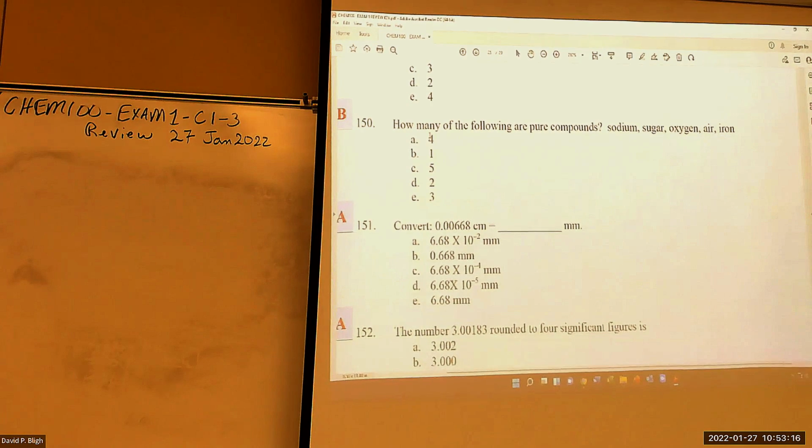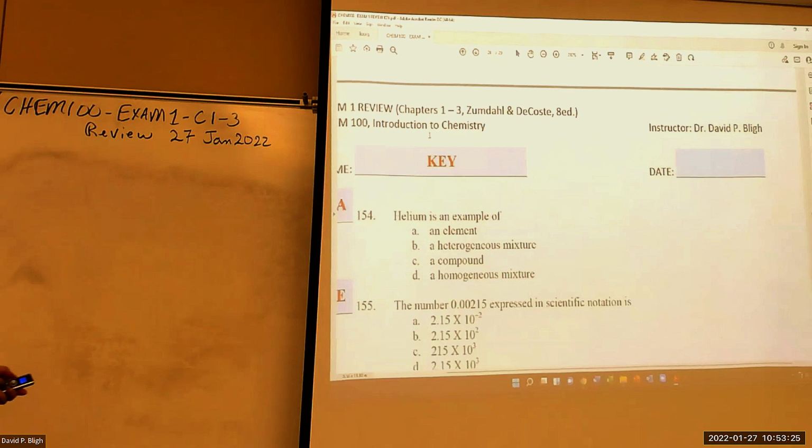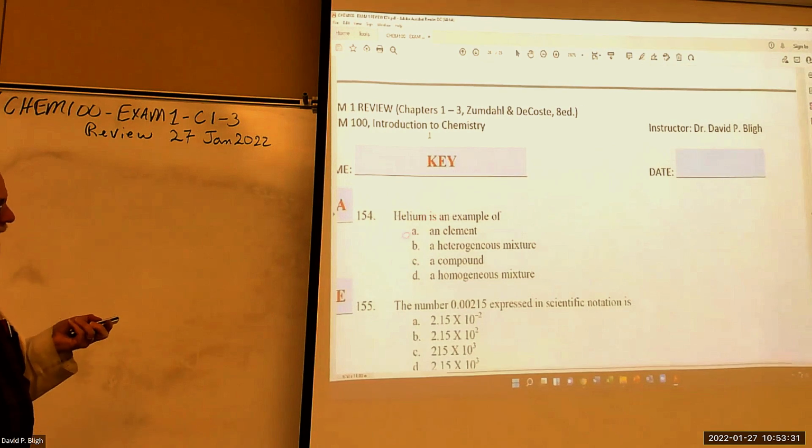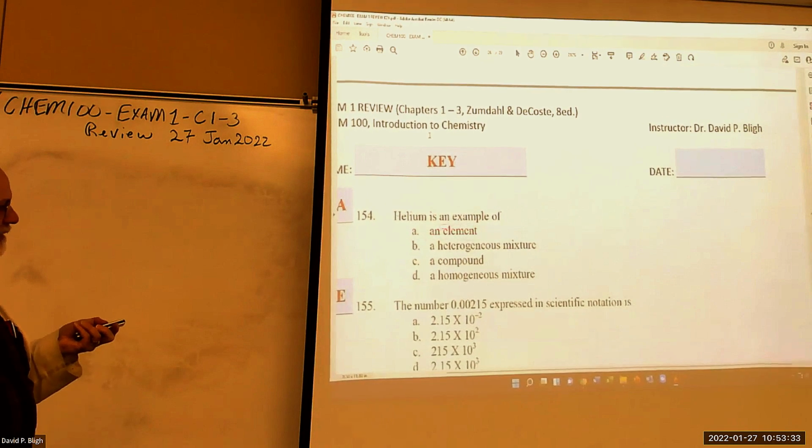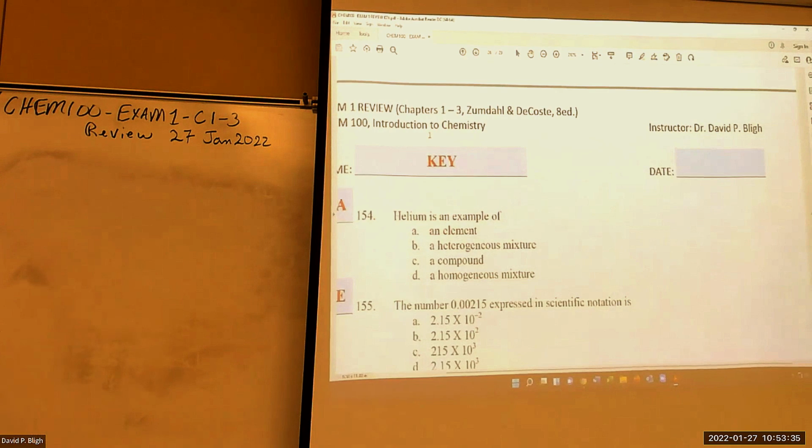Alrighty. Coming down to the wire here. 154. We're going to beat this horse some more. Helium is an example of what? Well, if you can find it on the periodic table, it's what? It's an element. Simple as that.